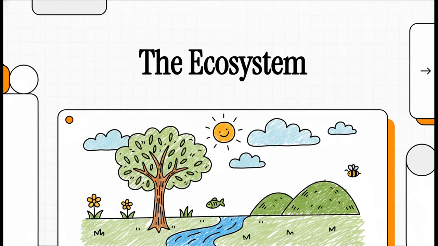Welcome to the Explainer. Today we're going to talk about a system that's all around us, working 24/7, completely silent, and mostly invisible. No, it's not the internet. It's the ecosystem, the amazing, intricate web of life that connects, well, everything.